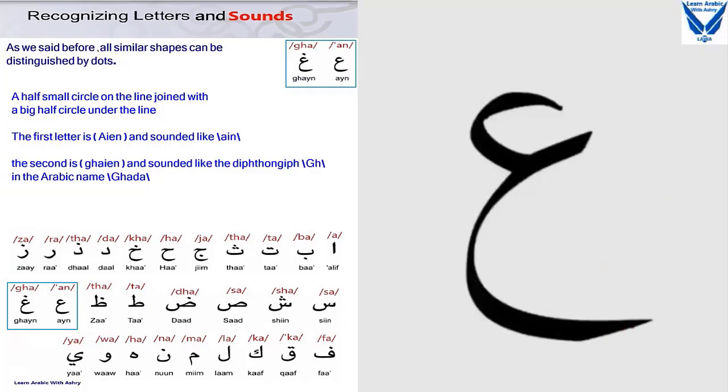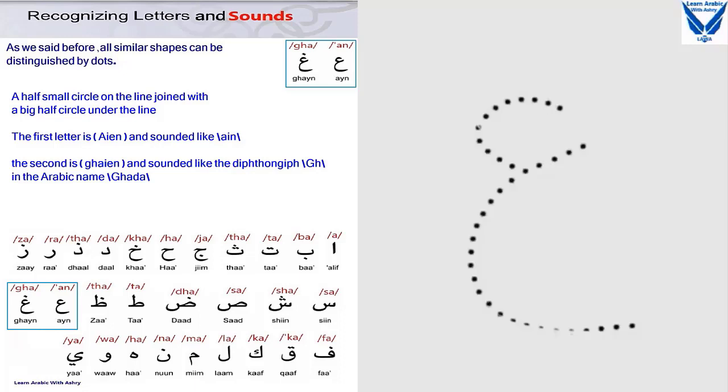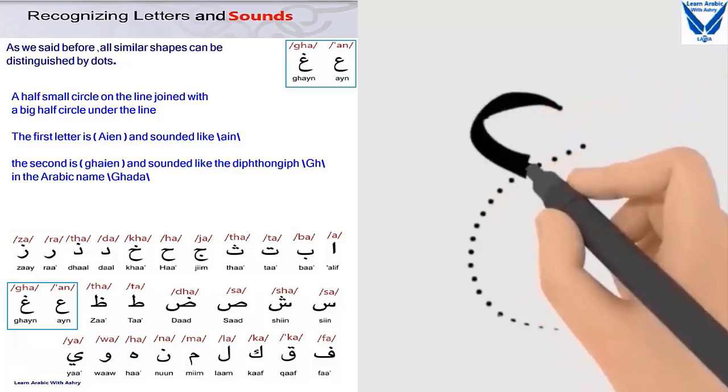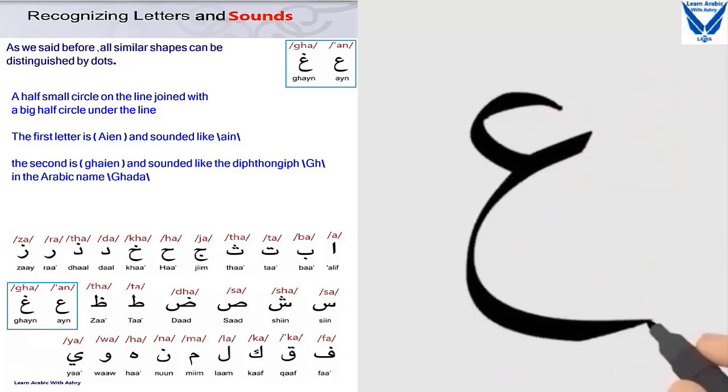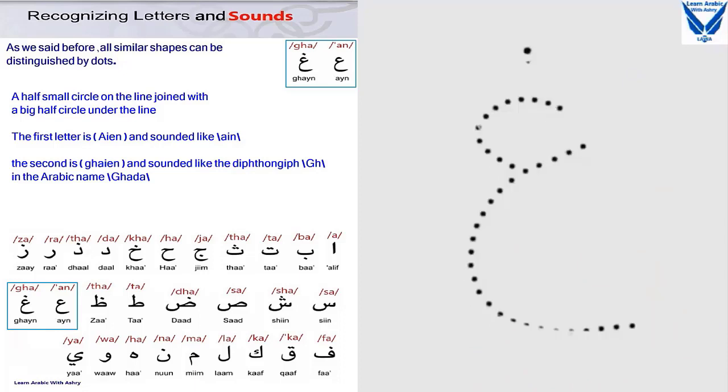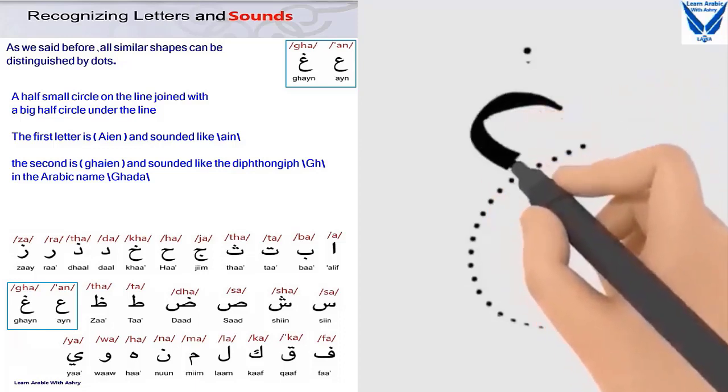This family is a half a small circle on the line joined with a big half circle under the line. The first letter is Ain and sounds like Ain. The second letter is Ghain and sounded like the diphthong GH, Gha, in the Arabic name Ghada, Gha.